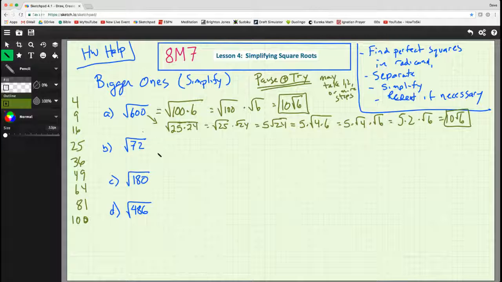All right, let's do square root of 72. Oh, this one's a big one. We can take out a 36 out of 72. Some of you may have taken out a 4 first, or maybe a 9 first, but I'm going to take out a 36 first. 36 times 2 equals the square root of 36 times the square root of 2, which is equal to 6 root 2.